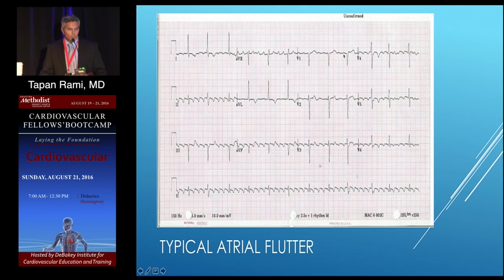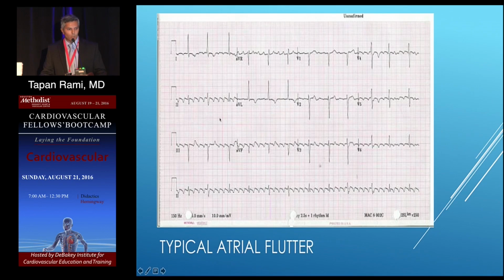What I like to do is not just look at the 2, 3, and AVF, because sometimes that will throw you off. Even if it's a nice sawtooth pattern, you really want to look at your precordial leads as well. So what I look at is the terminal point of the V1. If you drop a line down from V1 down here to lead 2, there should be terminal positivity in lead V1. So that's more consistent with a typical atrial flutter.